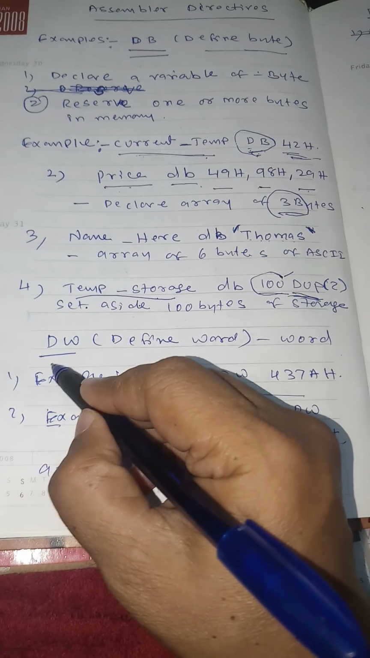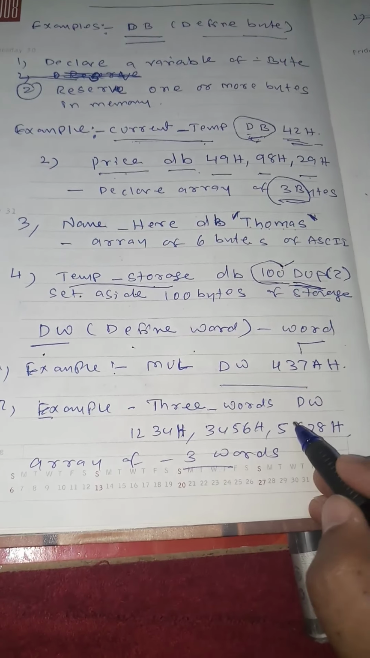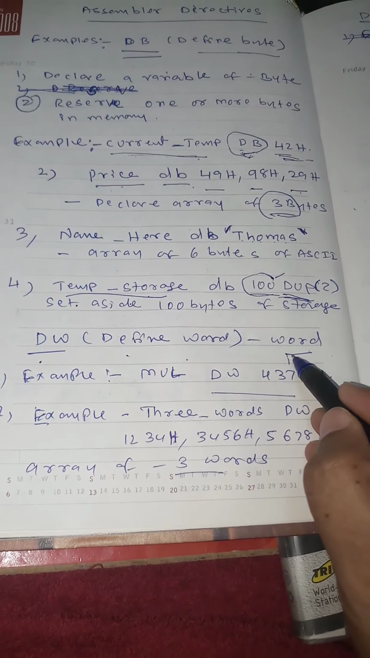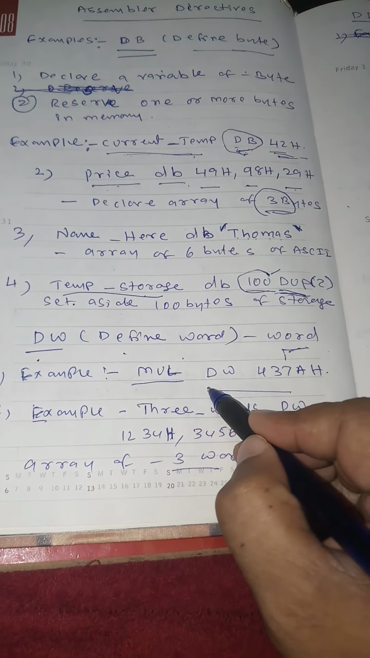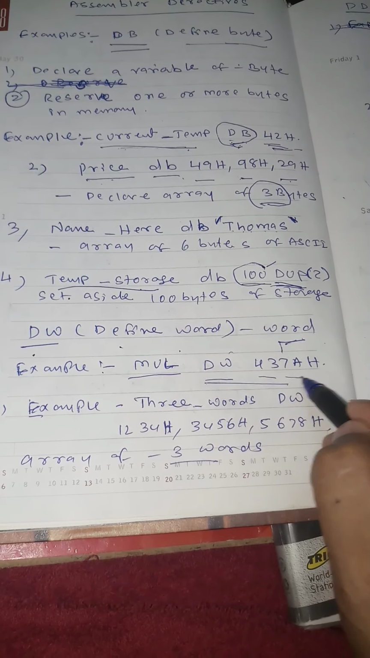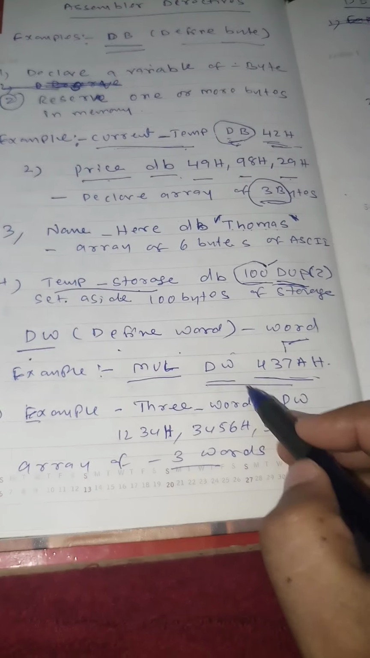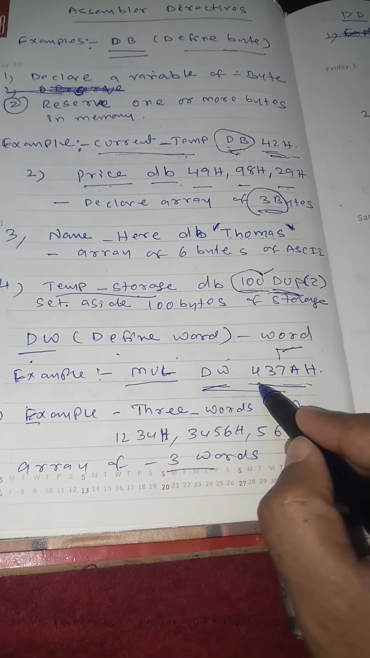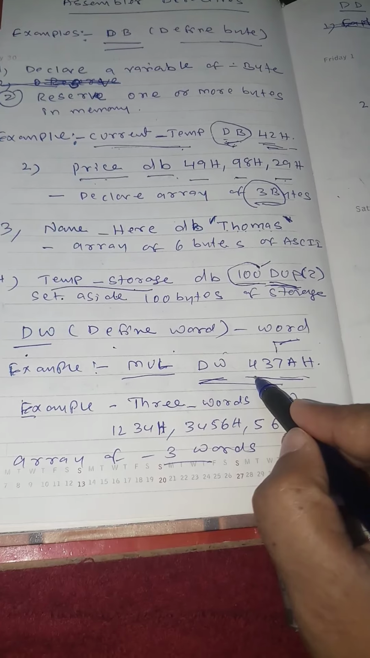Next one is DW, the define word. Instead of a byte, now we are reserving space for a word, meaning 16 bits. The variable name again, then DW define word, and 437AH, this is the 16 bit word. So again this is for a single data item, 437AH. If you have multiple data to be stored, then we have to declare an array.